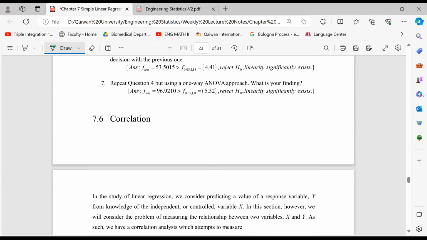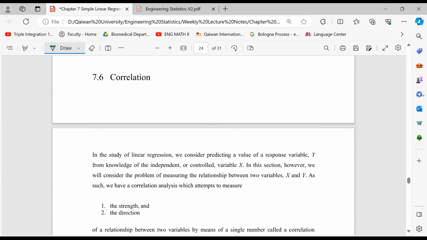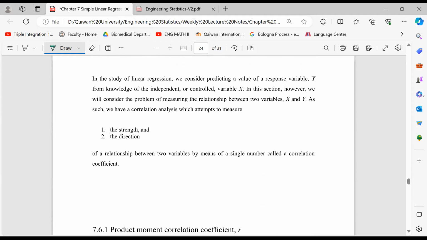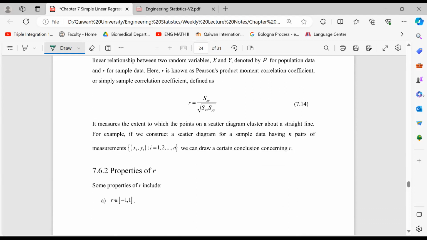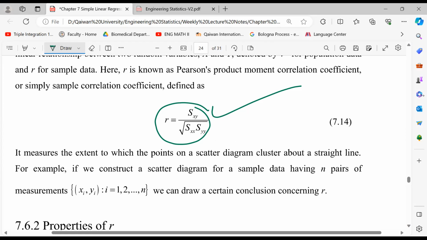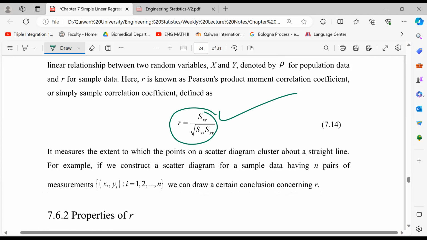It's for yourselves. Then we have correlation. It's the last topic in this chapter. Up to now, we talked about the linear regression equation and also the test of linearity of regression. Now we have correlation. In correlation, we only use this formula. It's S sub xy divided by the square root of S sub xx times S sub yy. Okay? S sub xy divided by the square root of S sub xx times S sub yy.